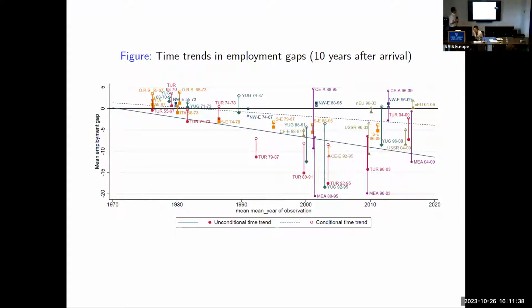And we're going to look at that over time. Sorry, the title of the x-axis here is not ideal. It's the same groups as before. The blue line and these solid dots are what we call unconditional observations. So this is really just comparing immigrants and natives of the same age.